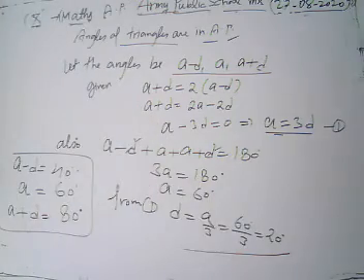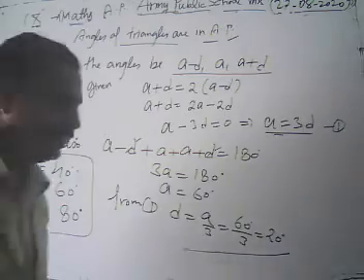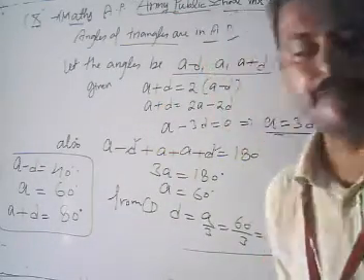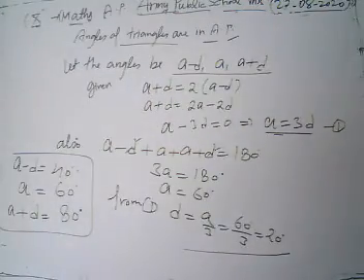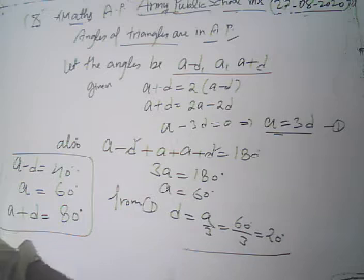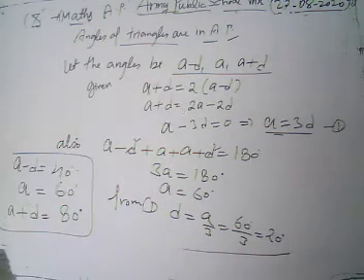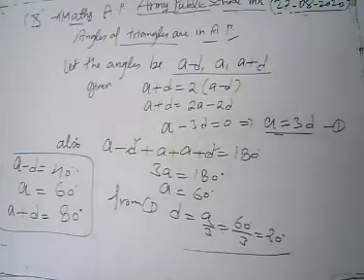So what is given in the problem? We are given that the three angles of a triangle are in AP, and it's also given that the greatest angle is twice the least. Then we have to find the angles of the triangle. Whenever we have three numbers in AP, we take the three numbers as A minus D, A and A plus D. Let our three angles be A minus D, A and A plus D.